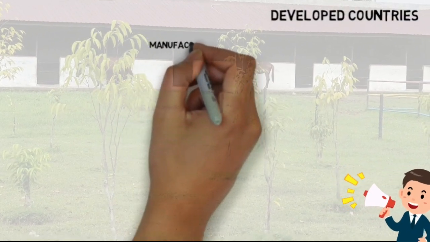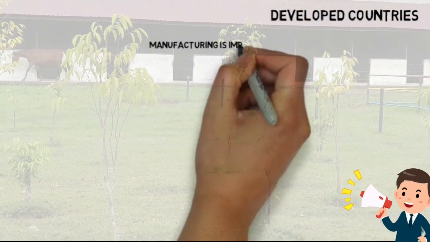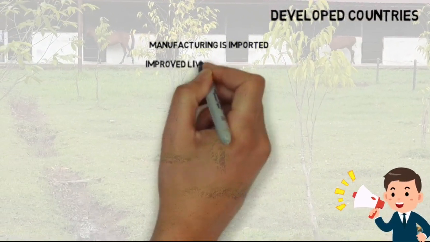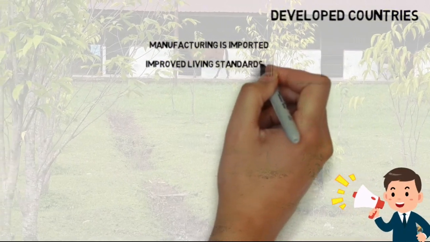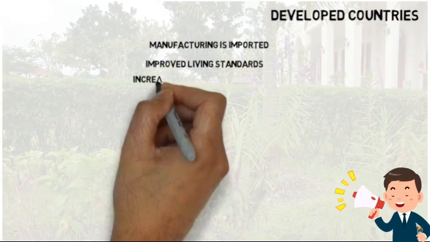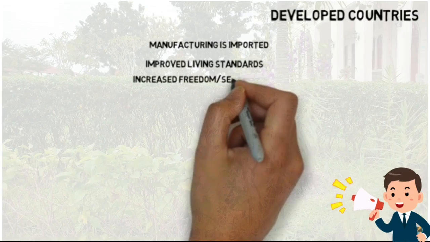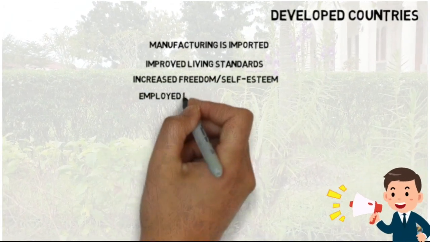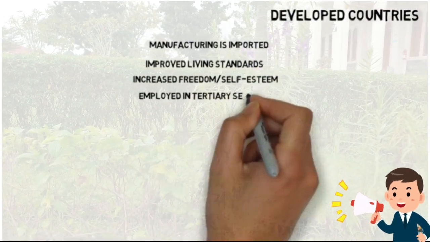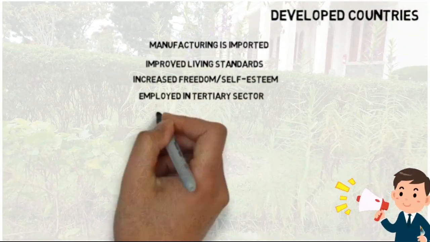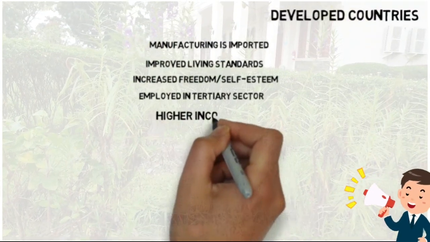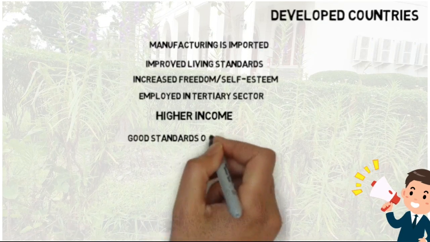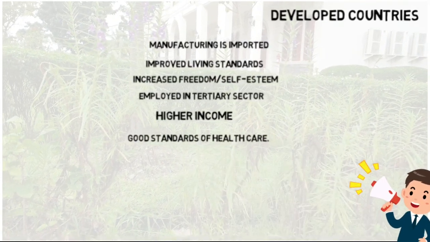Developed countries are those where manufacturing is imported or conducted with high standards. The living standard of the population also improves. And at the same time, self-esteem and freedom also increase. Most of these people are working in the tertiary sector. In the tertiary sector, you have fewer working hours but a higher income. People in these countries not only have high income but also a good standard of health care.